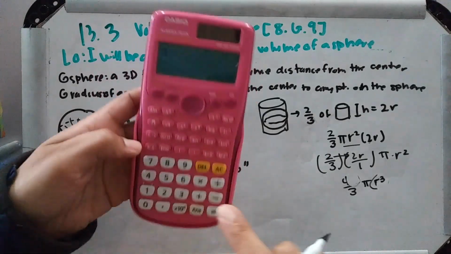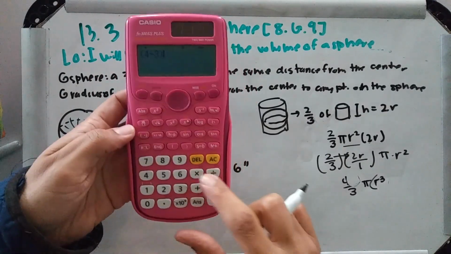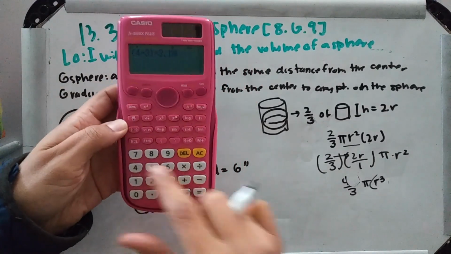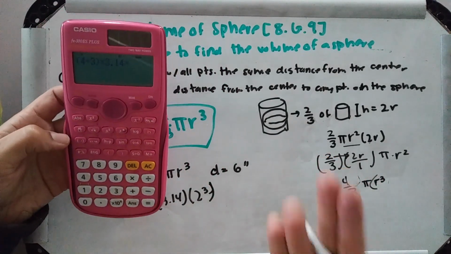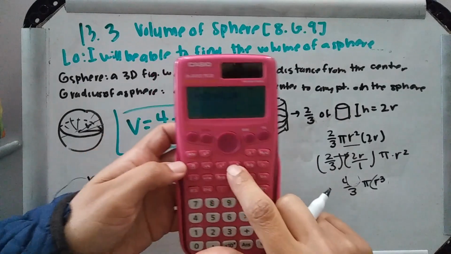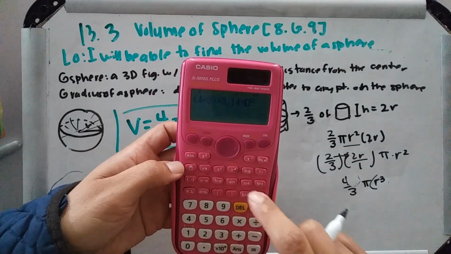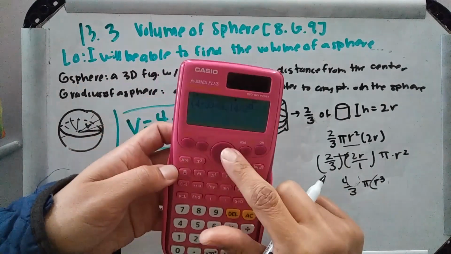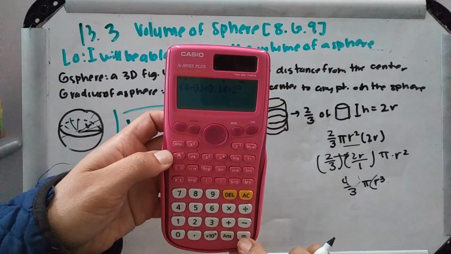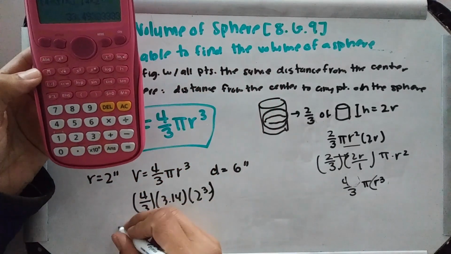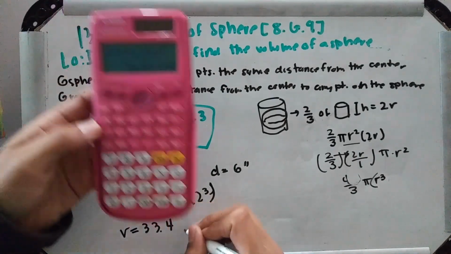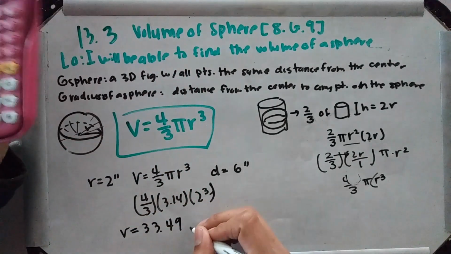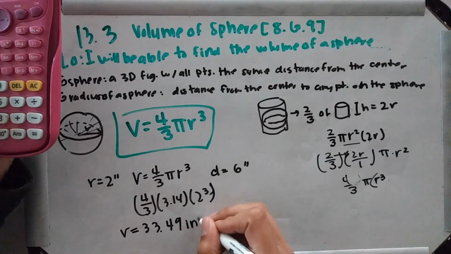So I'm gonna open parentheses. I'm gonna say 4 divided by 3, close it, times 3.14 times 2 to the third power. I already know what 2 to the third power is, it's 8, but other than that, you can also use this little feature right here. So I write 2 and then move it and do my third power. And that should give me the answer. So the volume is approximately 33.49, and these are inches, so it's cubic inches.